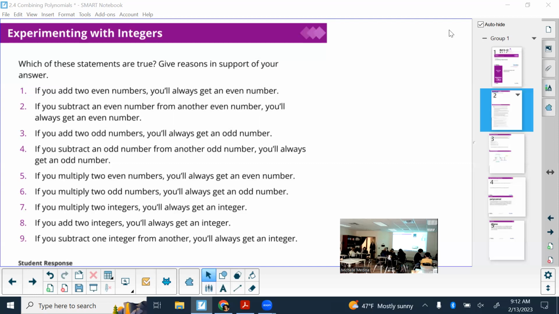But these will be your groups probably until the next unit test, or if I think that there's some bad combinations, then I'll change them slightly. But for the most part, these are your new groups.